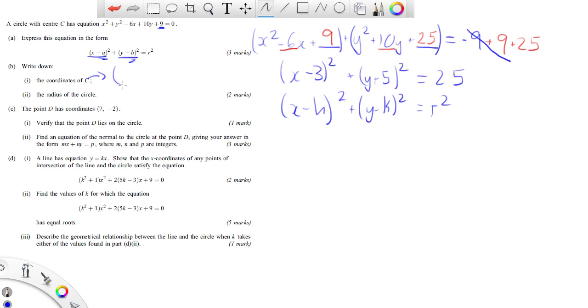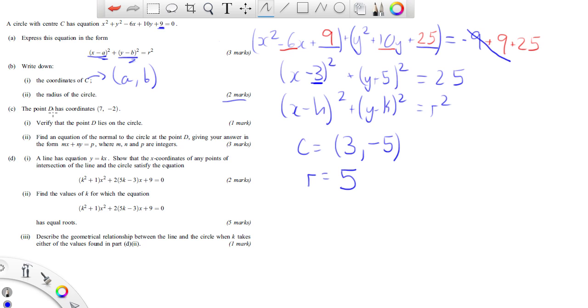The center of the circle, if I'm using their a and b, is going to be a comma b. So if it's x minus a, it's x minus 3. So the x value is 3. And if it's y minus b, this is really y minus -5. So the center is going to be at 3, -5. And the r value is going to be the square root of 25. Obviously, we're going to take the positive square root since it doesn't make sense to have a -5 radius. And that's all they wanted for part B.